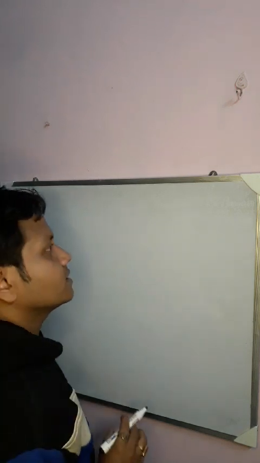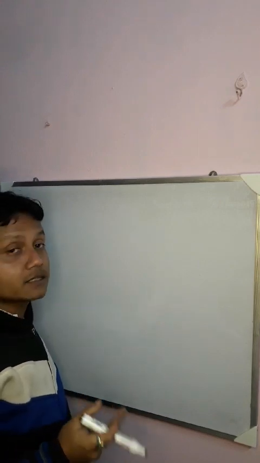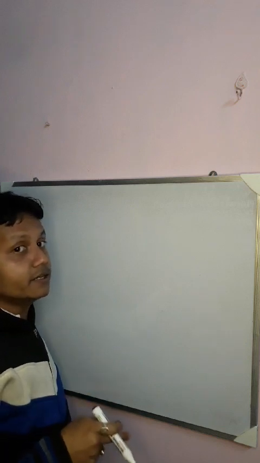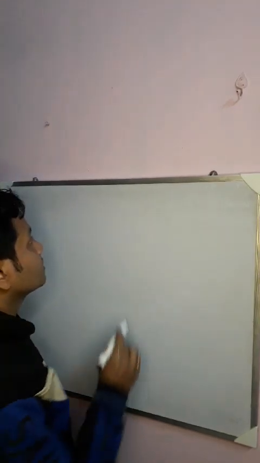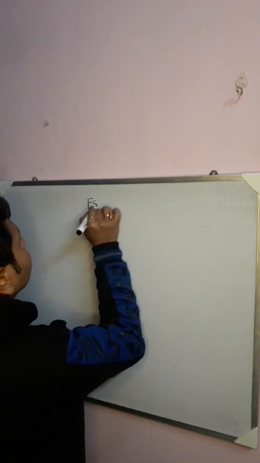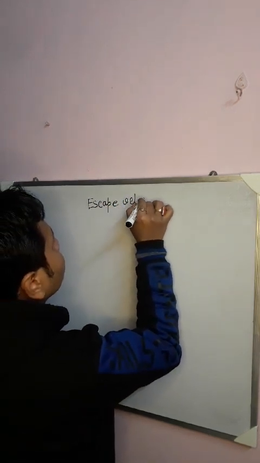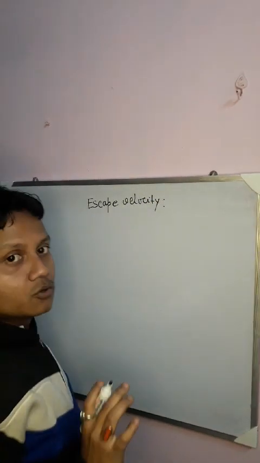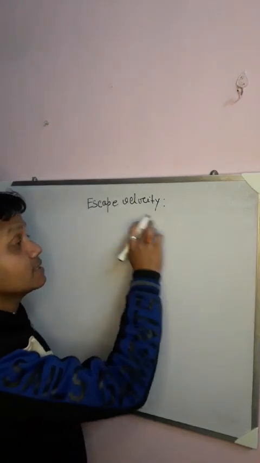Now, in yesterday's lecture I told you about artificial satellites and their total energy, and I did a few numericals related to this. Today's lecture I am going to discuss escape velocity. Escape velocity of a planet or a satellite. At first, the question arises: what is escape velocity?